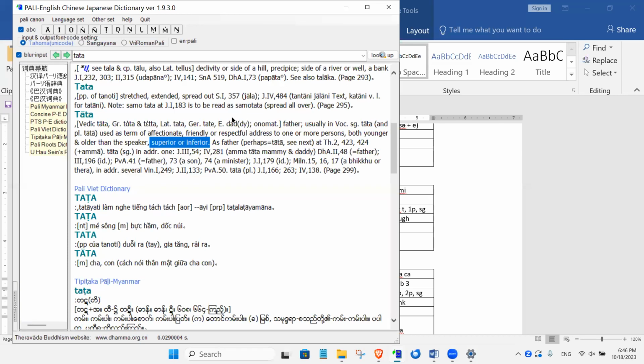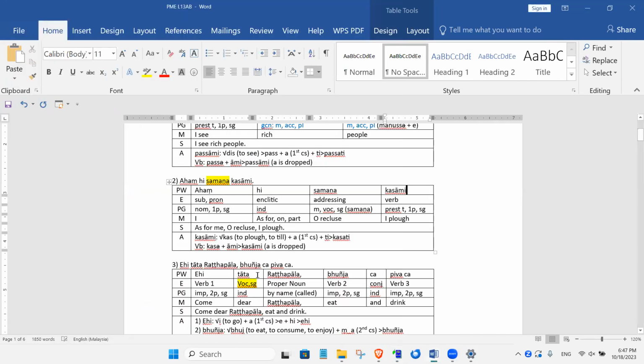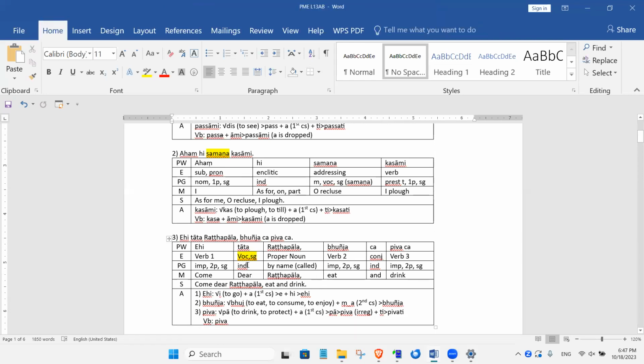So this tata, if you check the Latin or German or even English, like daddy, it is a very friendly addressing. For example, amma, tata, mother, mommy and daddy. But in this case, this is not mommy and daddy. Pala is a person, so it's a dear Tatapala. So Tatapala is the son. So the father and mother address the Tatapala.